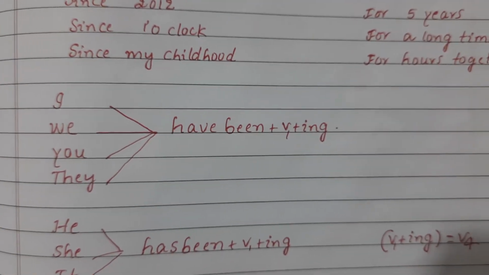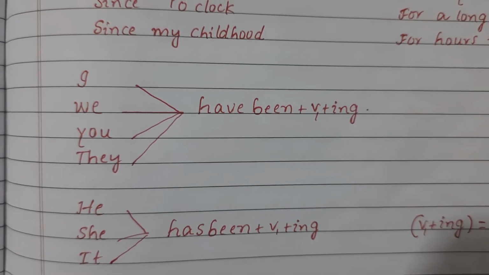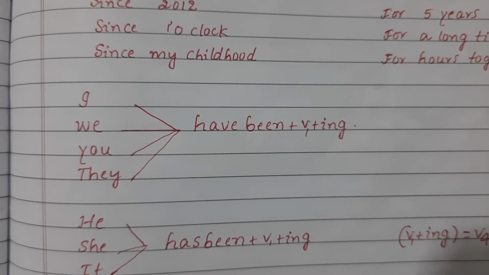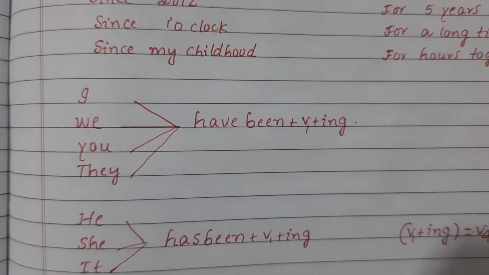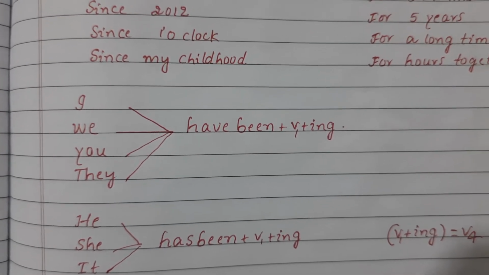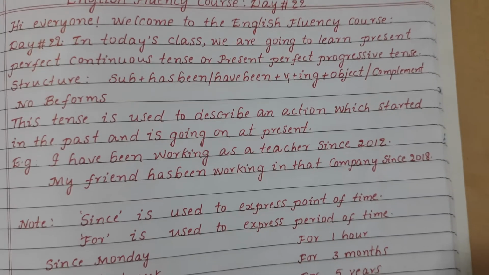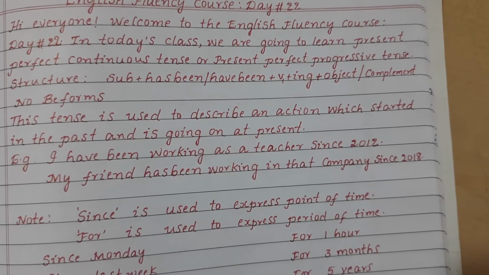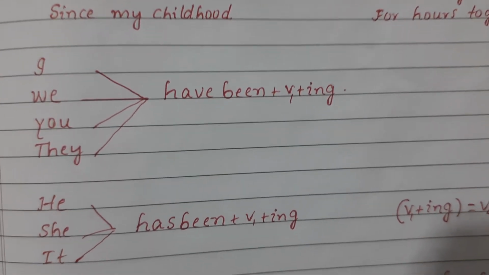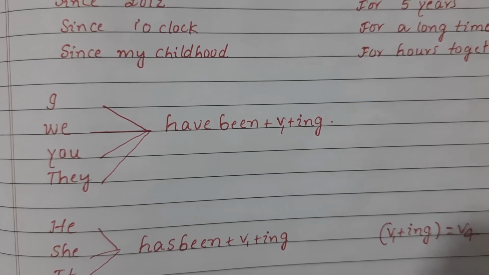And here let us see the personal pronouns. I, we, you, he, she, it, they. I, first person singular. We, first person plural. You, second person singular and plural. He, she, it, third person singular. And they is third person plural. So here the structure is subject plus has been or have been plus V1 plus ing form, right? So when to use has been? If the subject is third person singular, we have to use has been. For the remaining persons, we have to use have been.